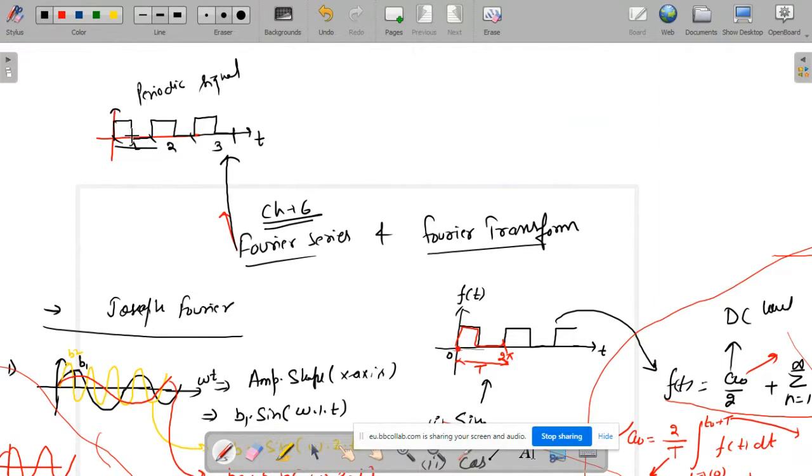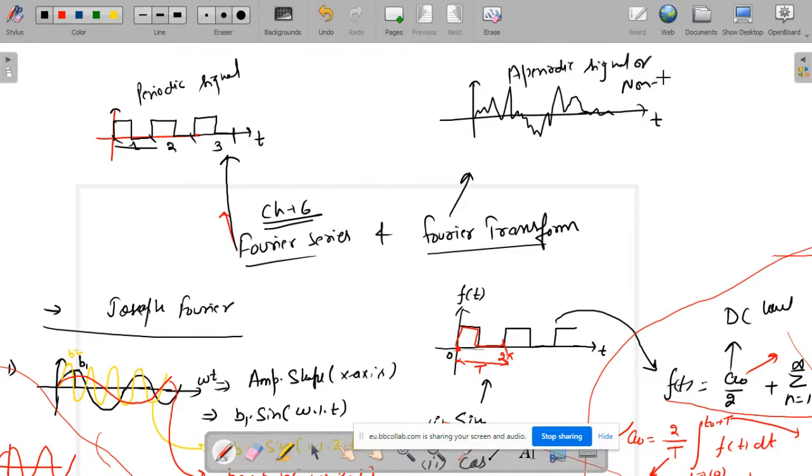If I want to know how many sine or cosine signals, or sine and cosine signals both, are present, then we use the Fourier series for the periodic signal. The Fourier transform is used for an aperiodic signal. An aperiodic signal is when the signal doesn't repeat itself, like this. This is an aperiodic, or non-periodic, signal.